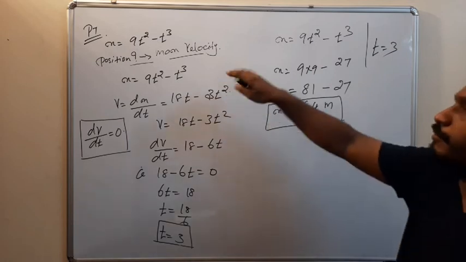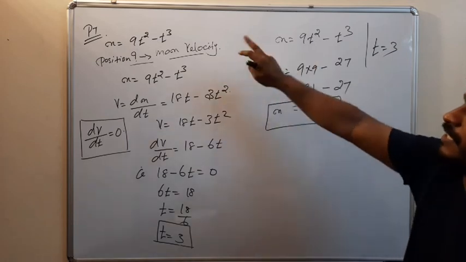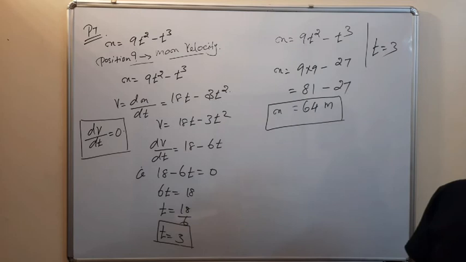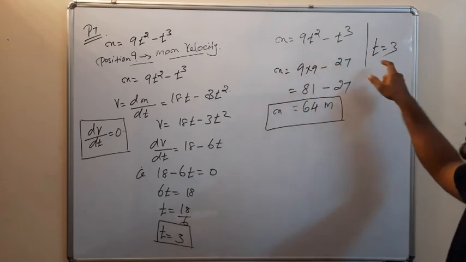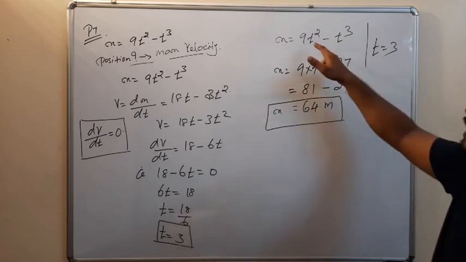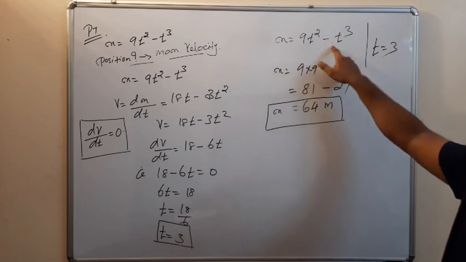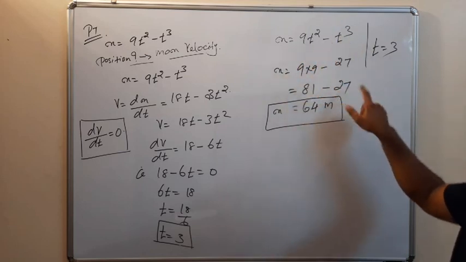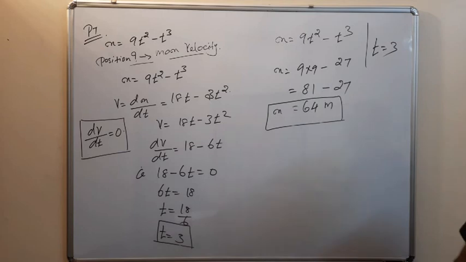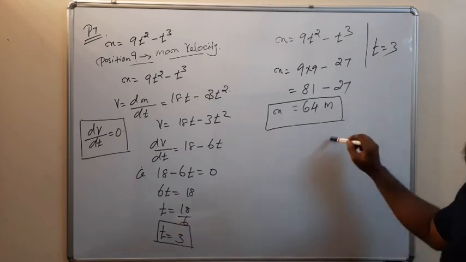So we have to find the position of the object when it reaches the maximum velocity, that means the position of the object at time t is equal to 3 seconds. So substitute the value of time, 9 into t square minus t cube, that is 81 minus 27. So x is equal to 54 meter.